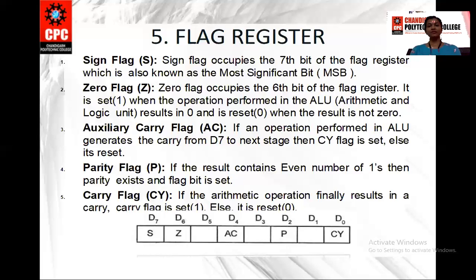Next is parity flag. Parity flag will be set if your result has an even number of ones. There are two types of parities, even parity and odd parity. Even parity means your result has an even number of ones, and odd parity means, obviously, your result has an odd number of ones. And most of the time we use the even parity. So here as well, parity flag will be set to 1 if your result has an even number of ones.